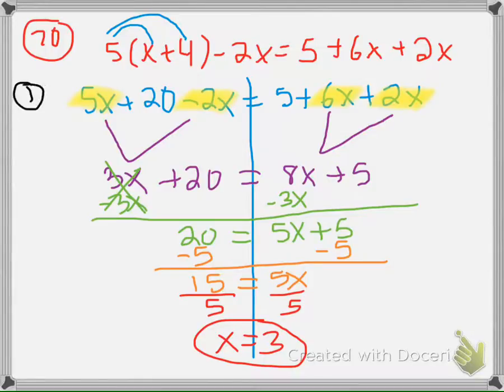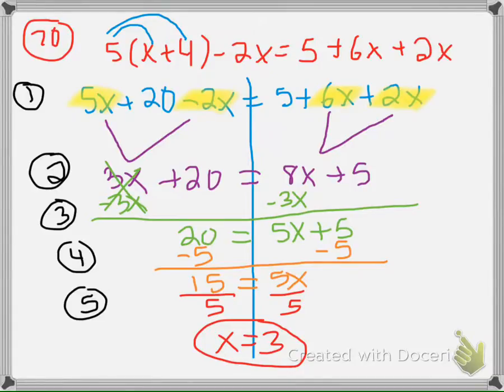First, I distributed. Then I added like terms. Then I subtracted. I moved x to one side. Then I subtracted to get x by itself. Then I divided to get x by itself. And then I got the answer. So on your paper, to make sure you have each step, I want you to label 1 through 6. So when I check your homework, I can see that you're doing each step and you're not skipping steps. When you get graded on these kind of problems, you're being graded on whether you do each step in order.